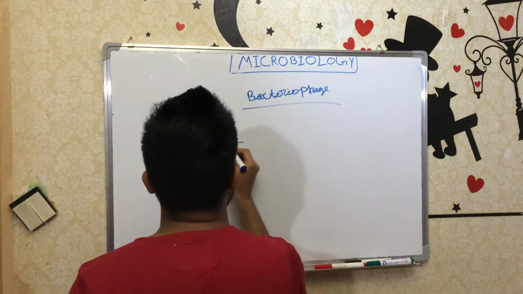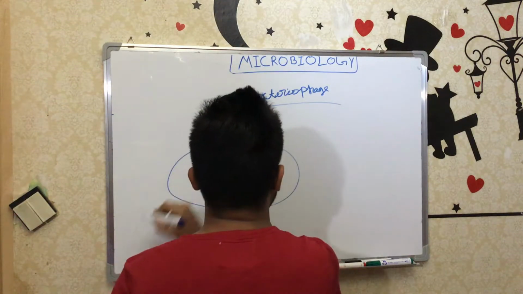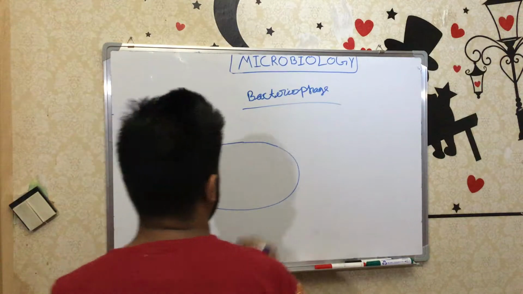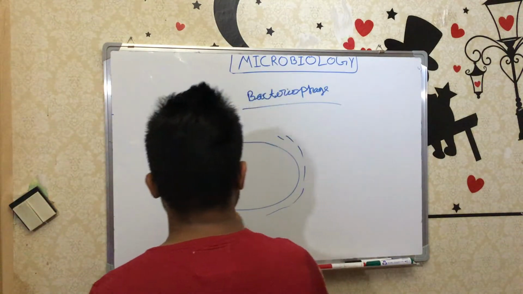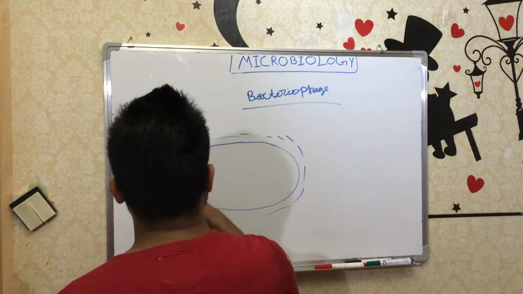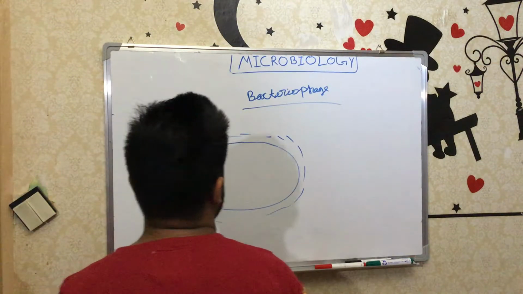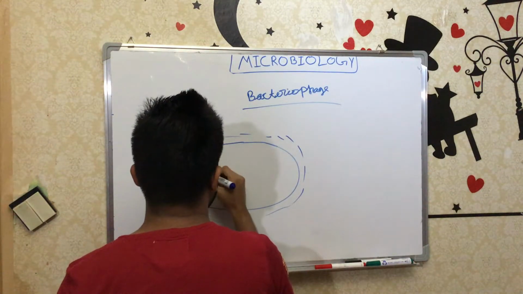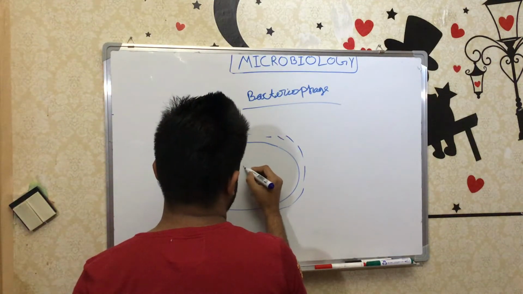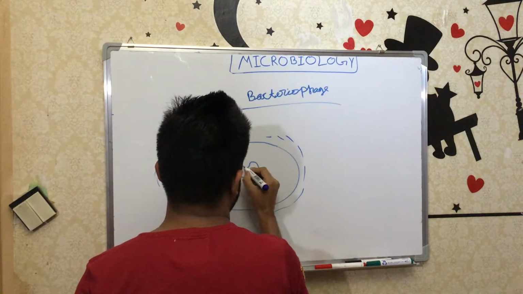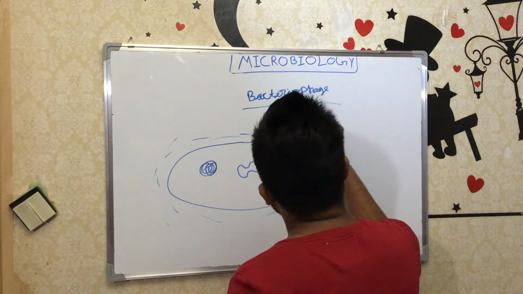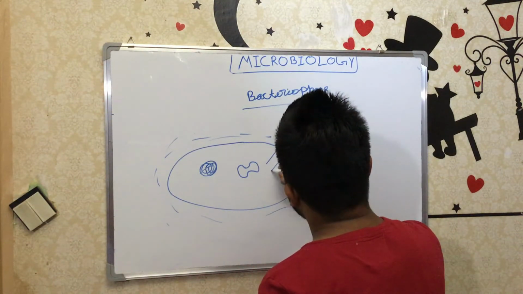For example, this is the bacteria, and bacteriophage. This is the bacteria, this is the glycan layer, and if it is a gram negative bacteria, there is an additional glycan layer. Bacteriophage means this is the circular genetic material, this is the plasmid. Bacteriophage means some viruses are attached to the bacteria.